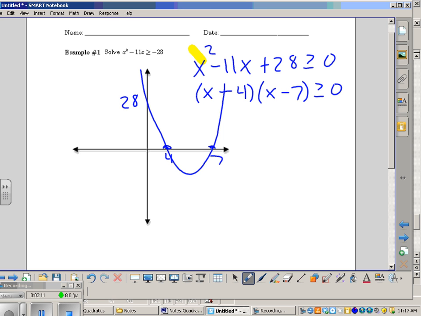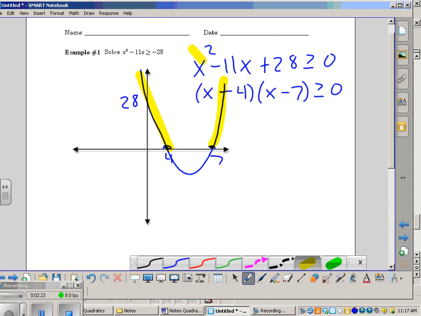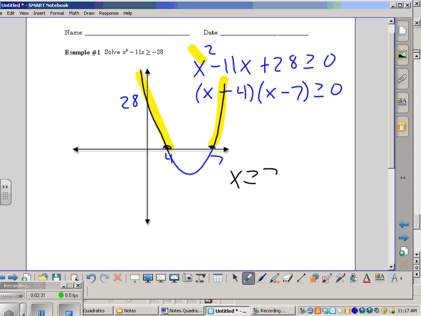Okay, so this is asking, when are the y values greater than or equal to 0? Well, I'm going to highlight on the graph when that happens. So here and here, the y values are greater than or equal to 0. So in terms of the actual solution that you'd write, it's going to be when x is less than or equal to 4 and x is greater than or equal to 7.